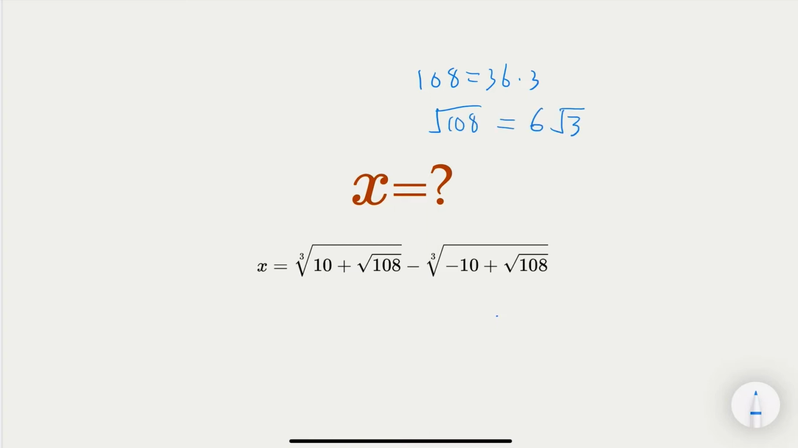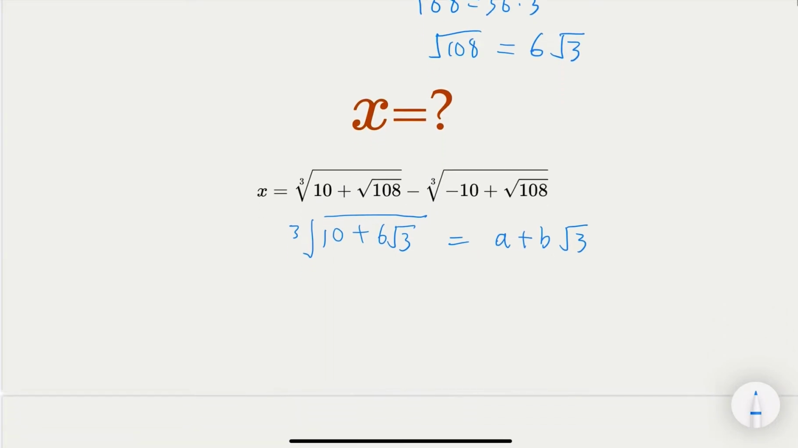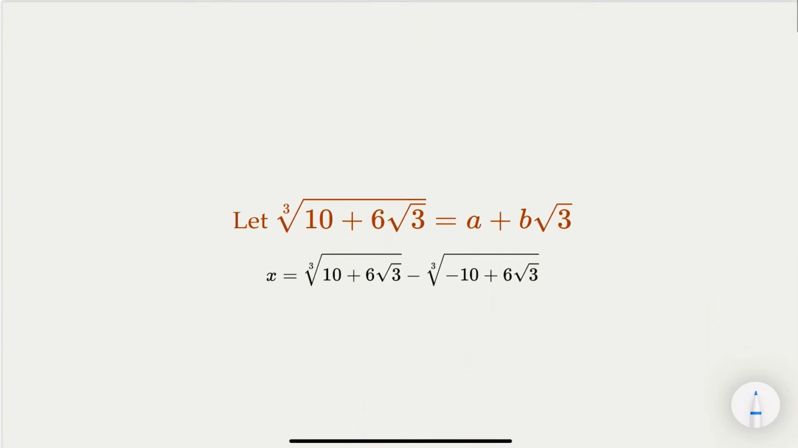All right, that's good. Now the other thing is that since we're looking for a cubic root of 10 plus 6 square root of 3, maybe that equals a plus b square root of 3. This may not always work, but in this particular case, let's try our luck. Let's assume that is the case. What we do next is raise to the third power on both sides, and try to get some equation out of that.